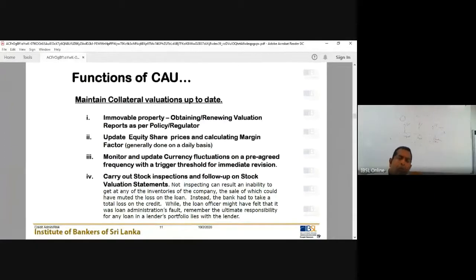Maintain collateral valuation. Every 4 years you need to take a valuation. So taking these valuations, continuation, updating share prices, currency fluctuation updates, stock inspection. If you have taken mortgages or stocks, those stock inspections should be done by a third party, not by me. If I am the approver, I should not go, because then I will cover up myself. So I want a third party to do that. So they have to do.